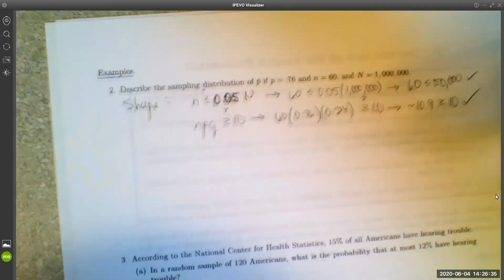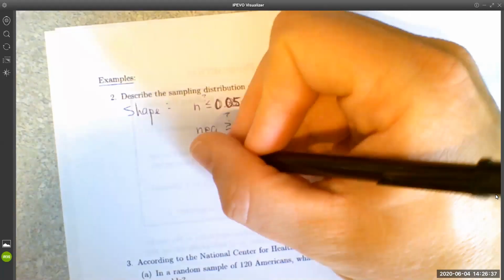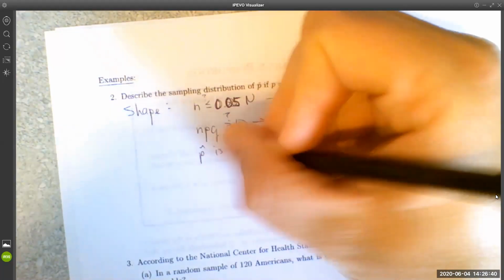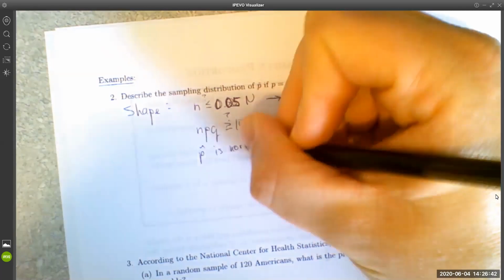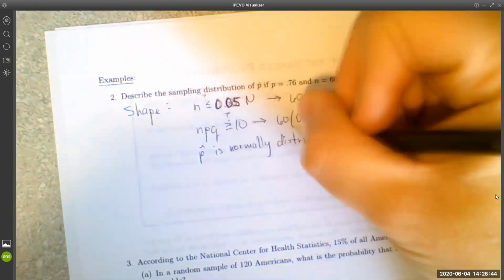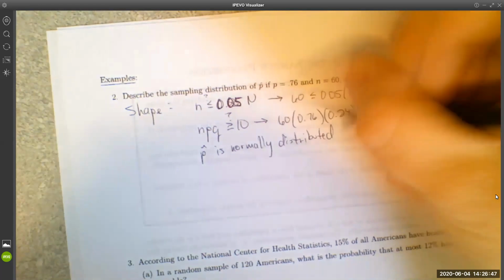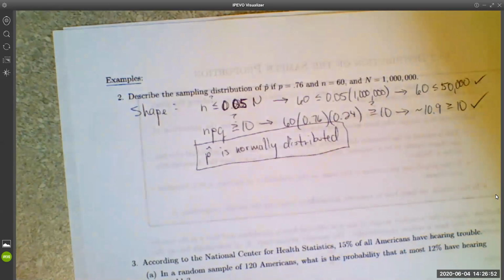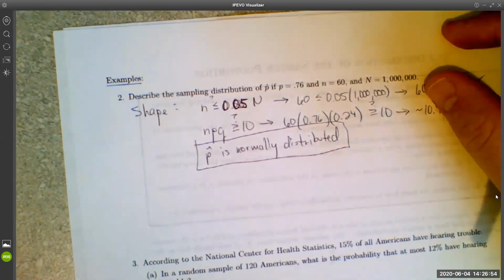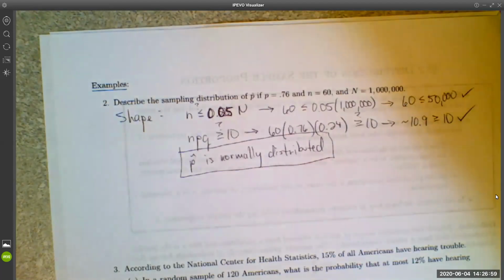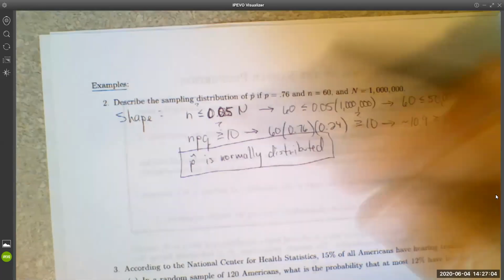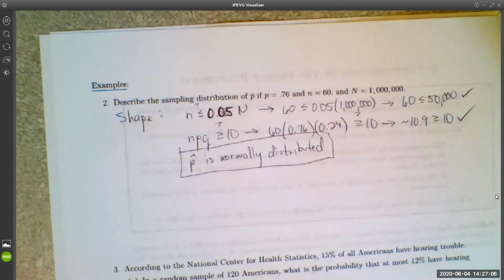Since those two conditions are met, we can say that the shape is normally distributed. So p hat is normally distributed. There's the shape. In other words, if you were to go out and collect all of the possible sample proportions and then make a histogram out of all of them, that histogram would have a bell shape. I'll show you this when we look at some simulations in a second. But the shape is normally distributed.